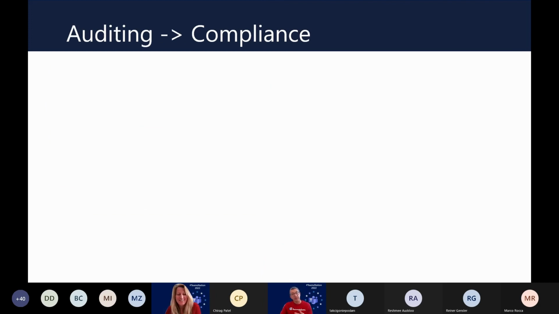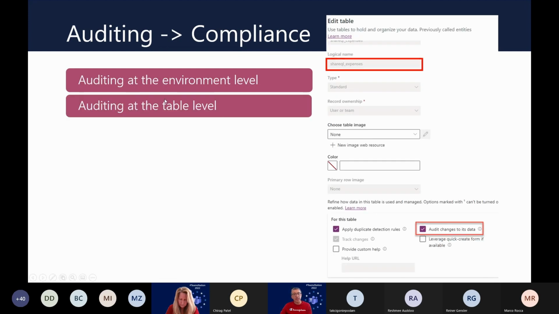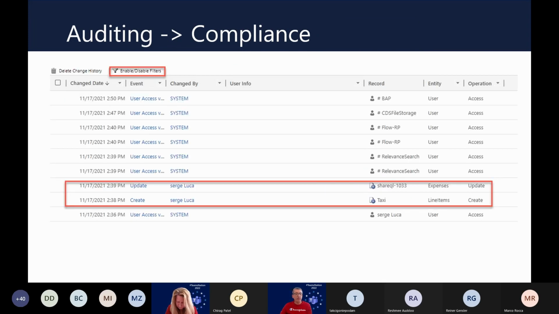Also, auditing and compliance is important. So compliance is very efficient in Dataverse. You can audit at the environment level, so you can specify in the Power Platform admin that you want to start auditing at the environment level. You can audit at the database table level, so you just specify your table and select here, audit change, any change. You can audit at the column, so the field level, you can specify which column you want to audit. And of course, you can audit even the IT activities.